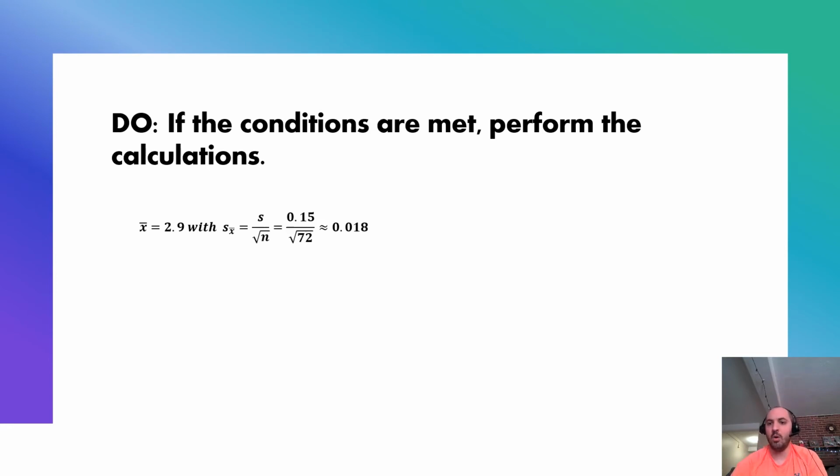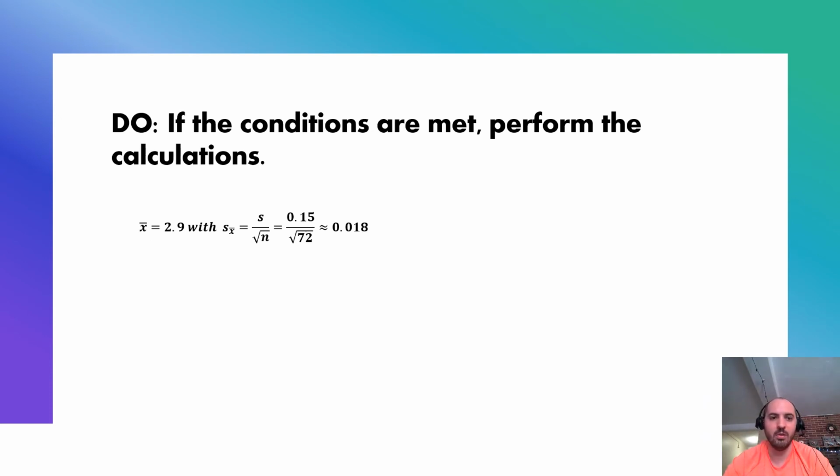Well, we know our point estimate is going to be our sample mean of 2.9, and we can compute our standard error using the standard deviation formula for our sampling distributions. But because we don't know the population standard deviation, we use our sample standard deviation of 0.15, then divide by the square root of our sample size of 72. We get a standard error of 0.018. Again, this is really just your standard deviation formula. We just call it something different. So this is standard error.